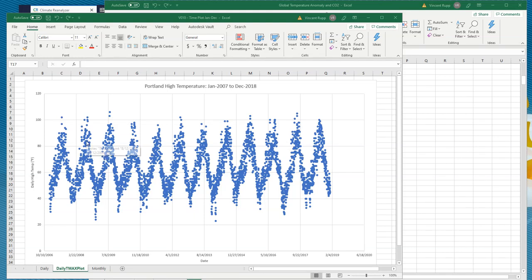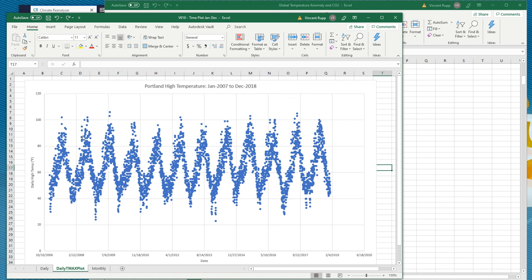Since we're talking about weather this week, it makes a little bit of sense to talk about climate change. For example, here I have our Portland high temperature time plot that we looked at in a previous video. Here I limited to January 2007 through December 2018, so just full years only.